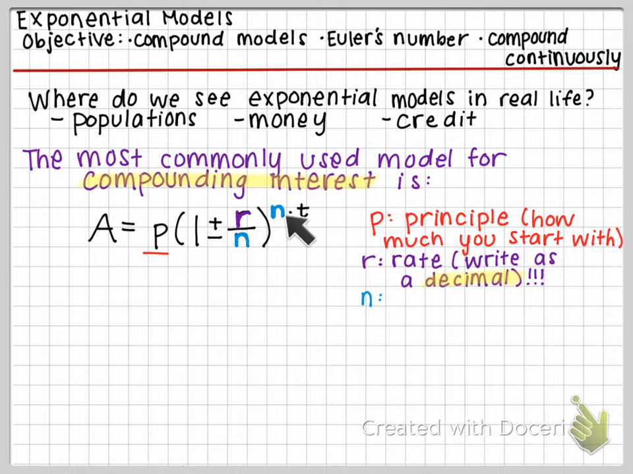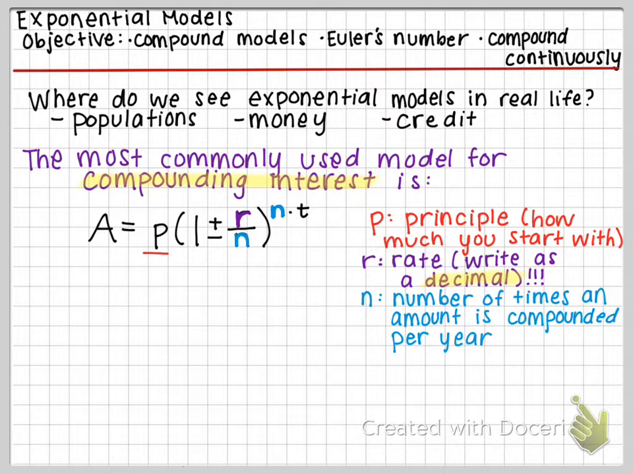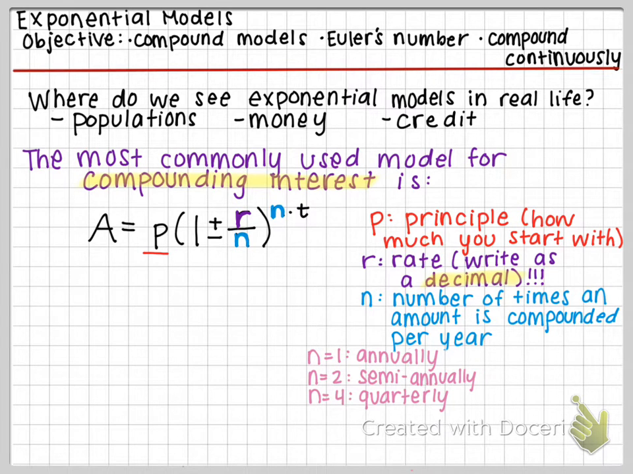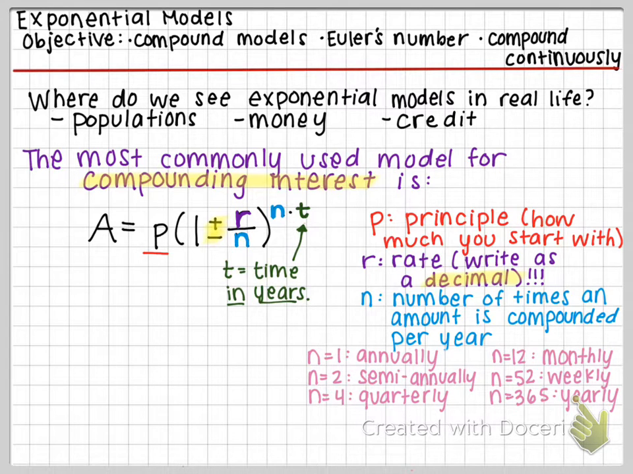The N occurs in two different places in this formula, and the N just stands for the number of times an amount is compounded per year. So in your word problems, it's going to say compounded annually. If it's annually, you're going to substitute 1 in for N in both of these places. If it's compounded semi-annually, you're going to write 2 into both of those N's. If it's compounded quarterly, you're going to put a 4 in for N. Monthly is 12, weekly is 52, and 365 is daily. T is time in years. So those are the pieces of our formula.